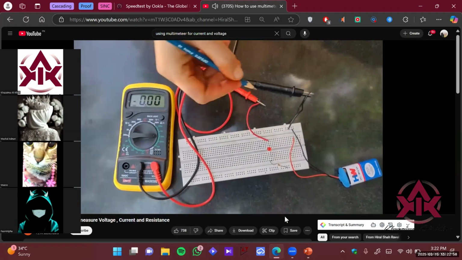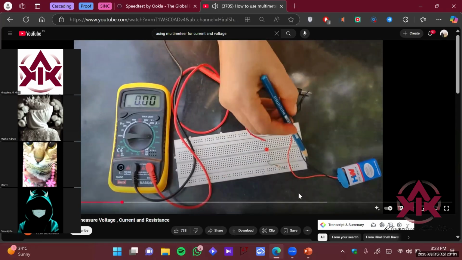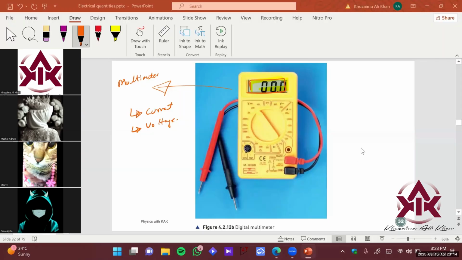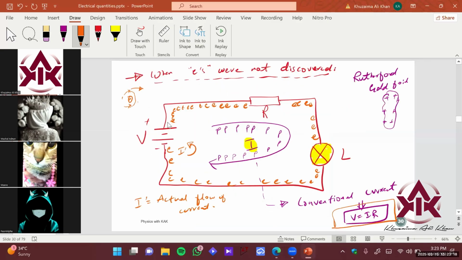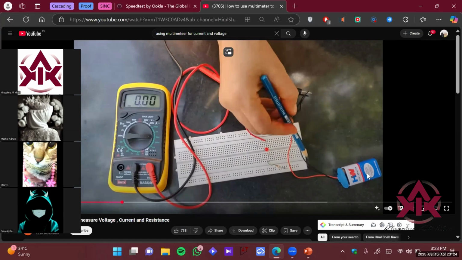Now for current measurement. This is called a breadboard, which basically makes circuits for hardware. You can see an LED over here, and a resistor here. So she has made a circuit like this: a battery, then a resistor in series, then an LED, and then it is grounded here.